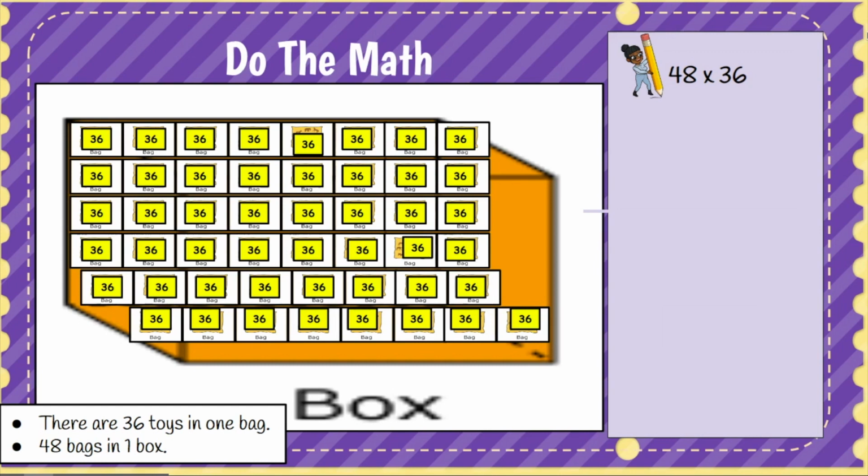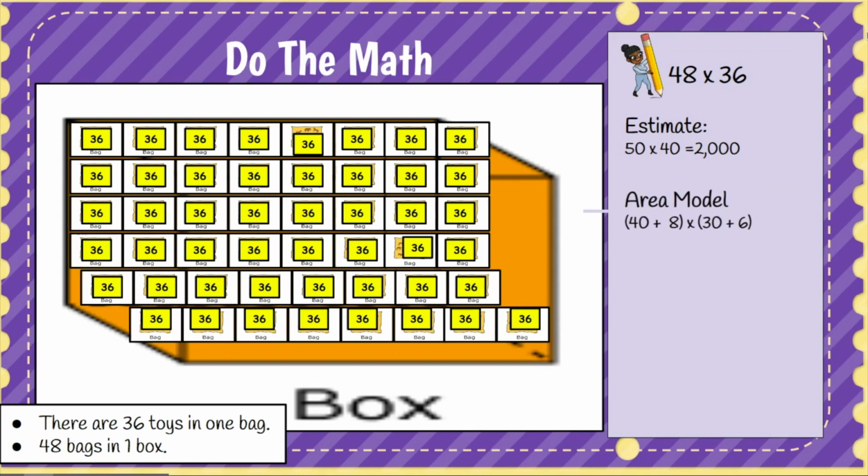Before we solve, let's make an estimate. 48 is close to 50 and 36 is close to 40. So I'm going to use the equation 50 times 40, which equals 2,000. So my answer should be close to 2,000.